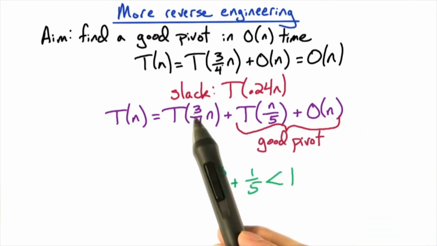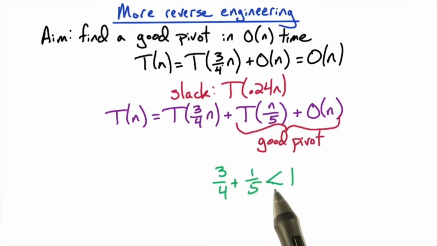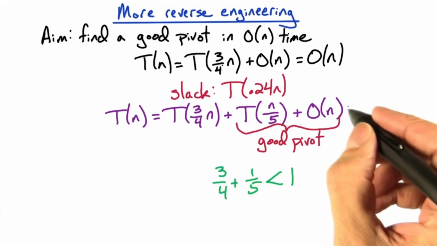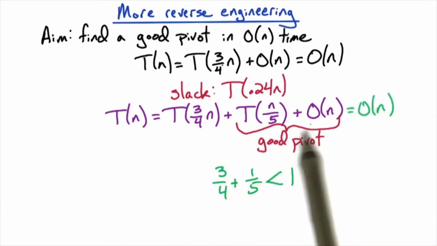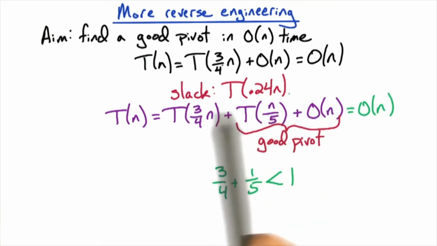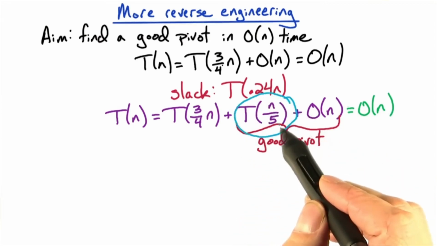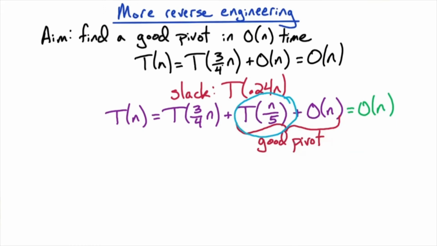Now the key fact is that 3/4 plus 1/5 equals 0.95. It's strictly less than 1. So this recurrence solves to order n. So if we can find a good pivot in this amount of time, T of n over 5 plus order n, then we successfully have an order n time algorithm to find the median. Now how exactly are we going to utilize this T of n over 5 in order to find a good pivot? How are we going to utilize it?